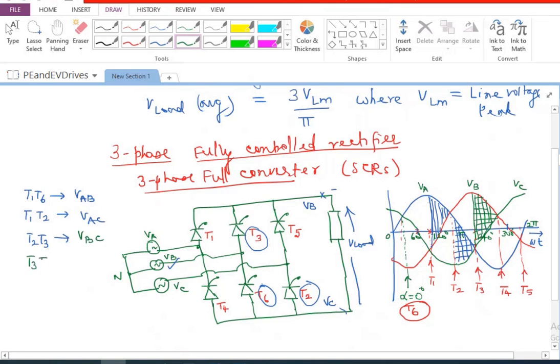Similarly, when we talk about T3 and T4 conducting together, this is going to be VBA. And T4 and T5 conducting together, T5 corresponds to VC and T4 corresponds to A, so that is VCA. And T5 and T6, when we are looking at it together, T5 belongs to C phase and T6 belongs to B phase, so it will be VCB and it will be repeating itself subsequently. So this is going to be the voltage that is available during that period and so on.